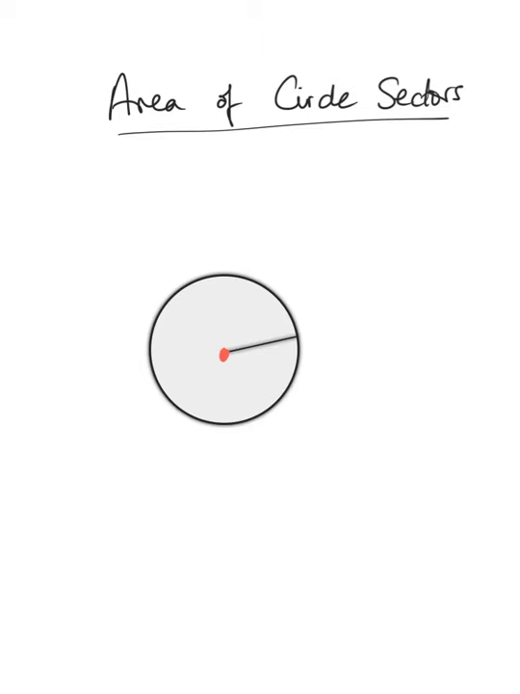Now before we start, we need to make sure that we remember how to find the area of a whole circle. If you remember, the radius is always the distance between the centre of the circle that I've marked here in red and the circumference, the edge of the circle. And for any circle, the whole area can be found by multiplying pi by r squared. So if I had a circle with radius 3, the area is pi times 3 squared.